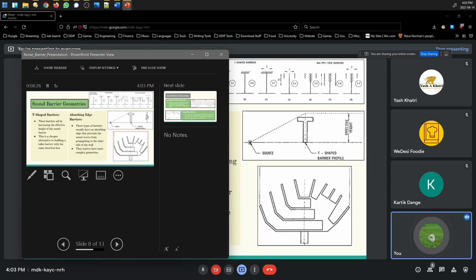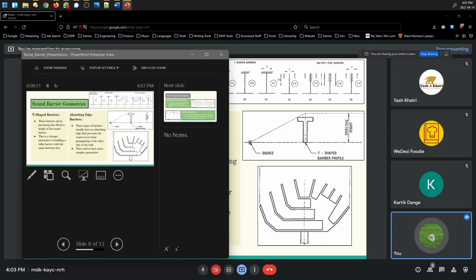Now here we're going to talk about different sound barrier geometries. A change in geometry basically changes the way that the sound waves interact with the wall. So we have a few examples of T-shaped barriers, the middle image on the right. And the barrier increases the effective height as shown in the diagram.